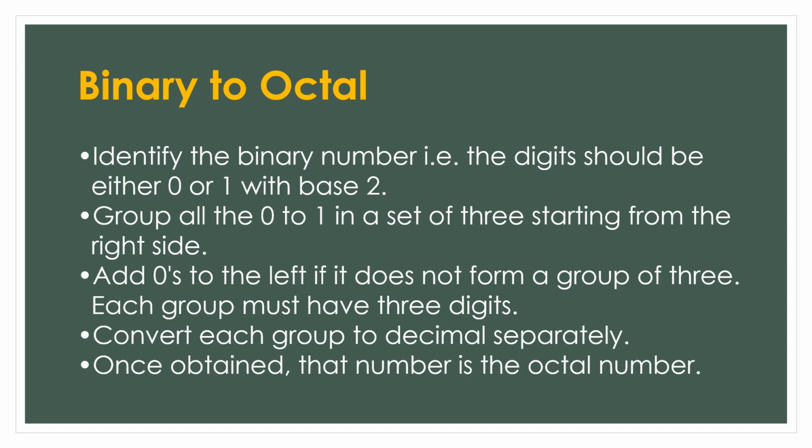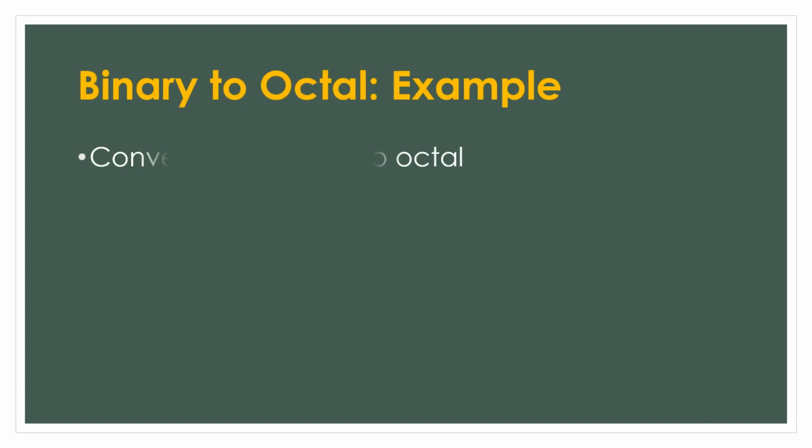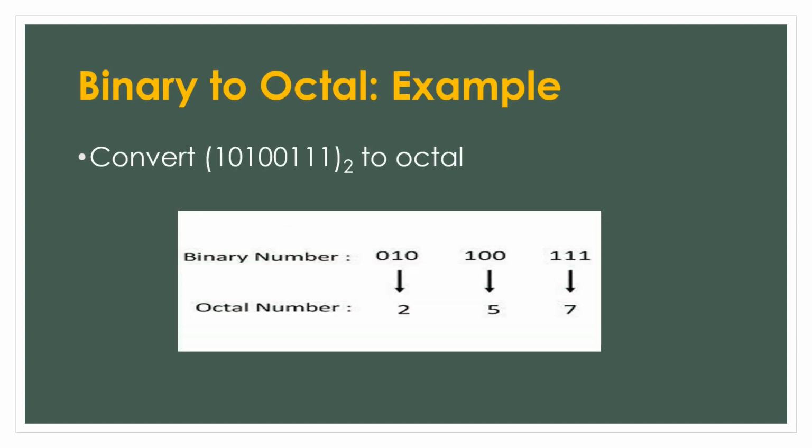To convert from binary to octal, we perform the following steps. Identify the binary number, that is, the digits should be either 0 or 1 with base 2. Group all the 0s and 1s in a set of 3 starting from the right side. Add zeros to the left if it does not form a group of 3. Each group must have 3 digits. Convert each group to decimal separately. Once obtained, that number is the octal number. Binary to octal. An example.